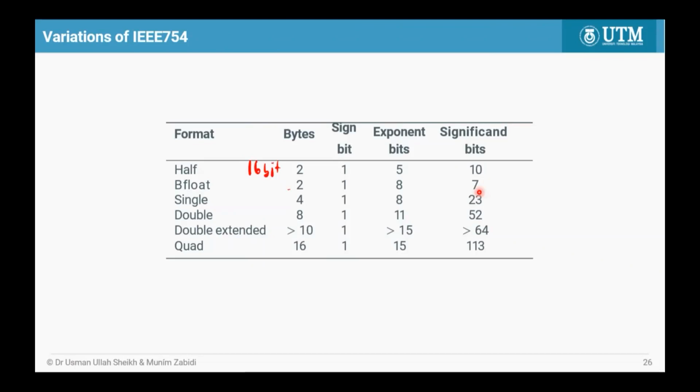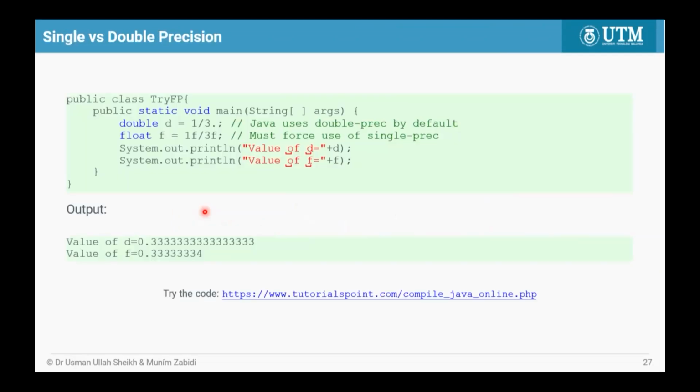Then single is 4 bytes. 4 bytes is 32 bits, which is the single precision, then double precision, double extended, and quad. But the ones that we always use are these two here, the single precision and double precision formats. So this is single precision versus double precision.